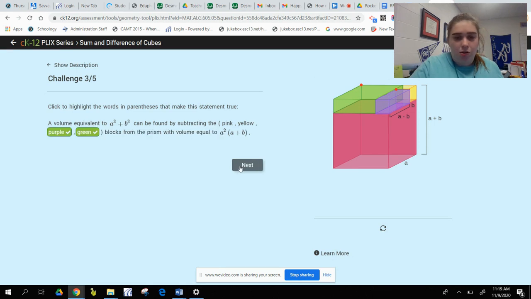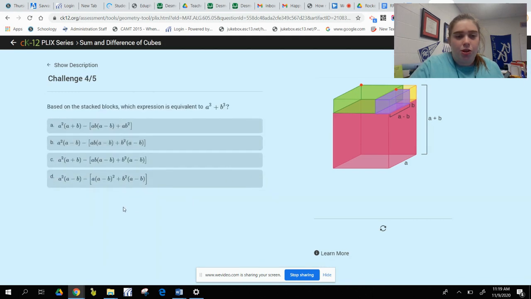Okay, and we'll go deeper into that in this next part. So we're subtracting essentially those purple and green blocks from that a squared times a plus b. All we're trying to find or write is the equation that's supposed to equal a cubed plus b cubed. So we said that was the a squared times a plus b. So that's either going to be option A or option C. That prism minus the volumes of our green and purple.